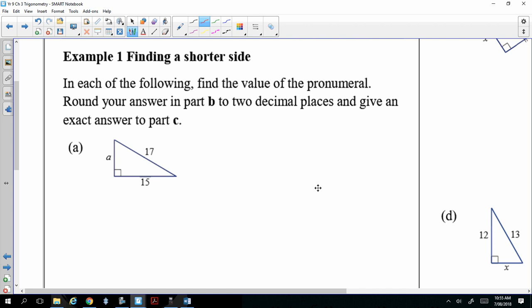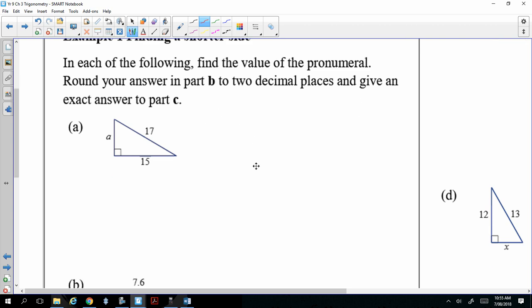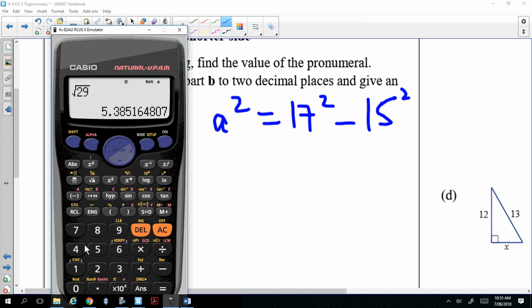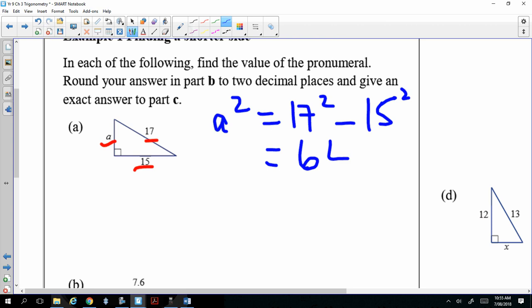For each of the following, find the value of the unknown. Round your answer in part B to 2 decimal places. Give an exact answer to part C. Now, if you're finding the shorter side, instead of add, you subtract. I subtract from the hypotenuse. So instead of plus, you minus when you find the shorter side. On your calculator, 17 squared minus 15 squared equals 64. And then you square root 64 to get the answer 8.